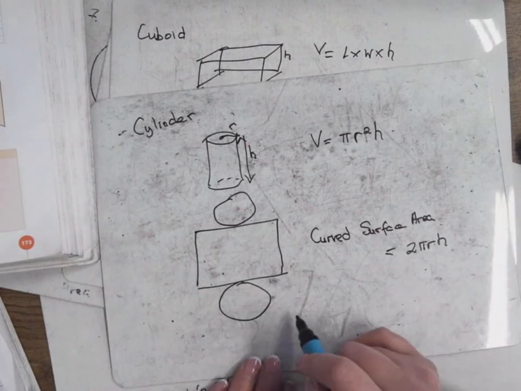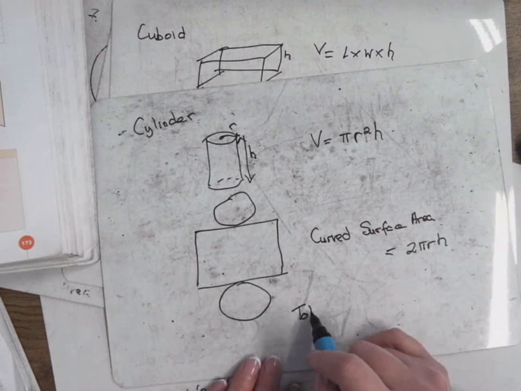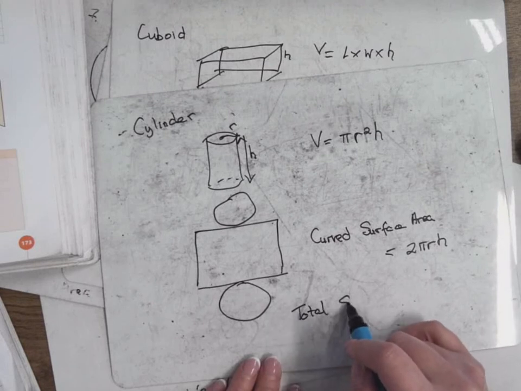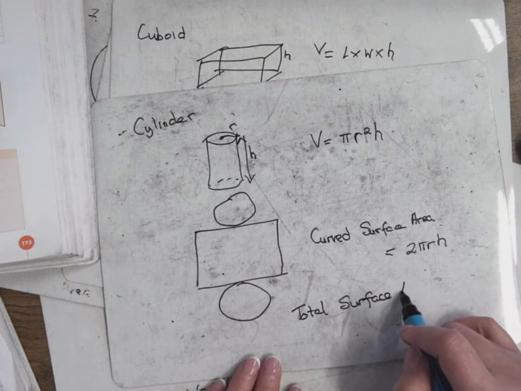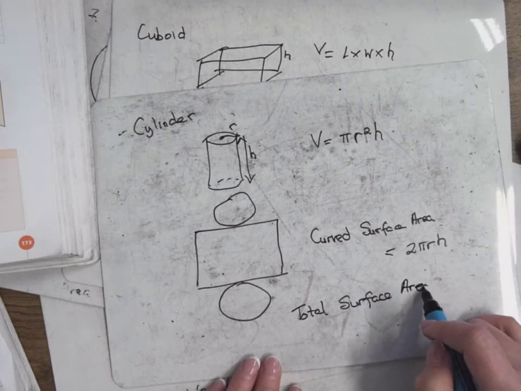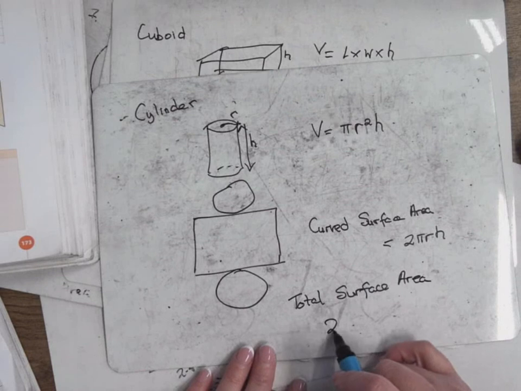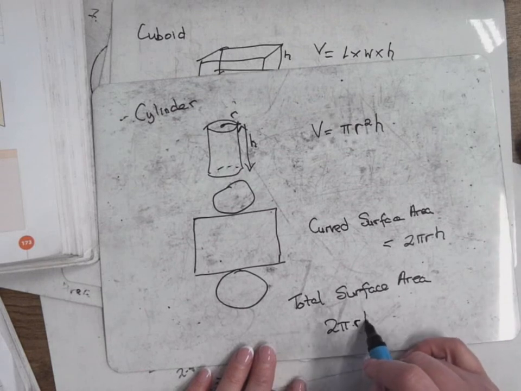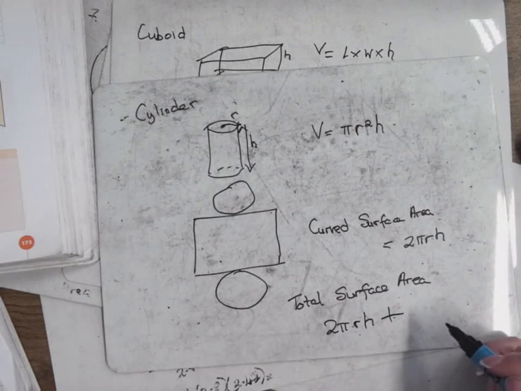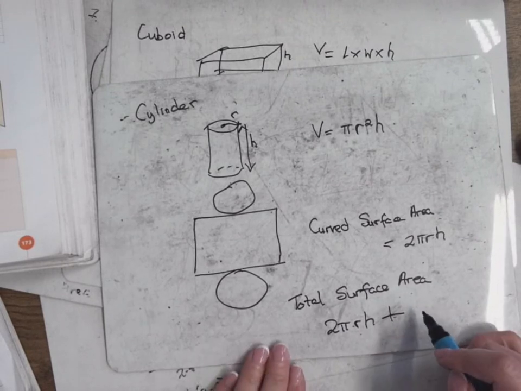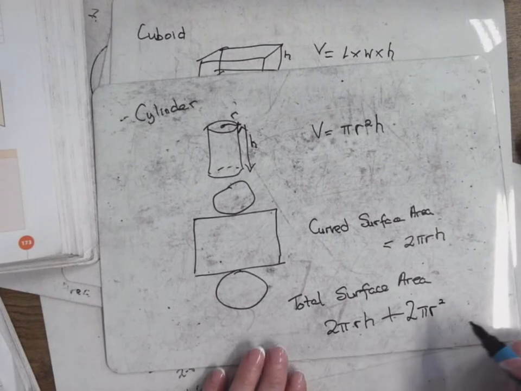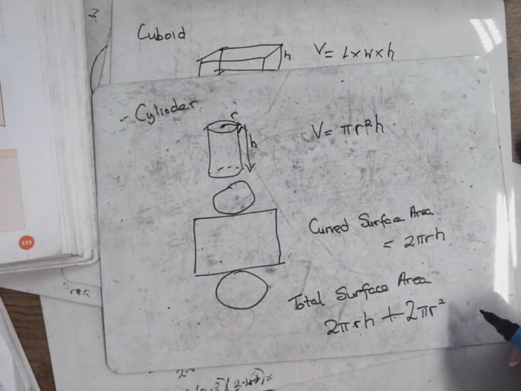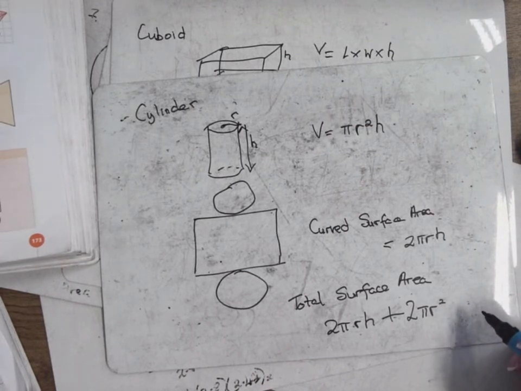Now, if you were asked for the total surface area, you need to use your head here, okay? Because it's not in the log tables, right? The total surface area is equal to the curved surface area, which is 2 pi r h, which you know from the log tables, plus what? 2 circles, isn't it? So one circle would be pi r squared, and there's 2 of them. So you need to use your head. If they ask you for the total surface area, you have to add in each bit, okay, each circle. Is that alright?